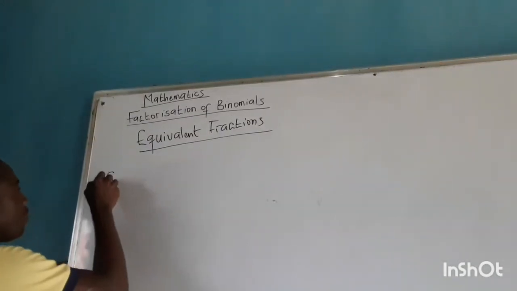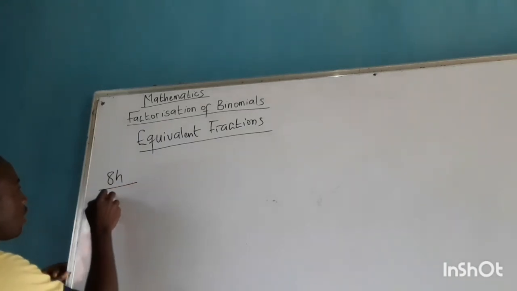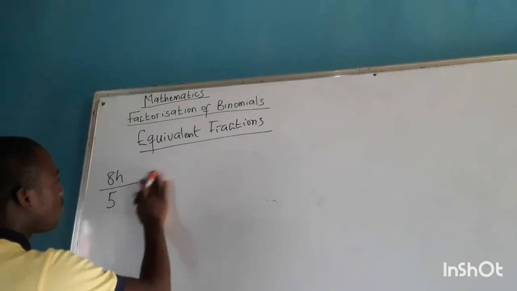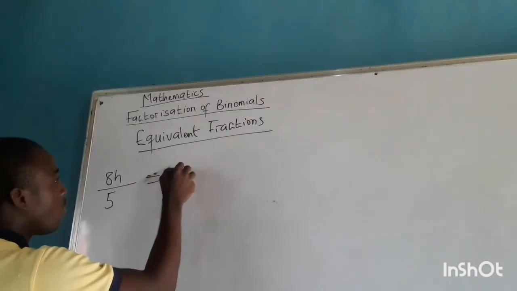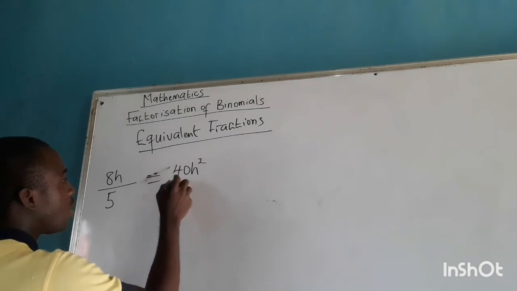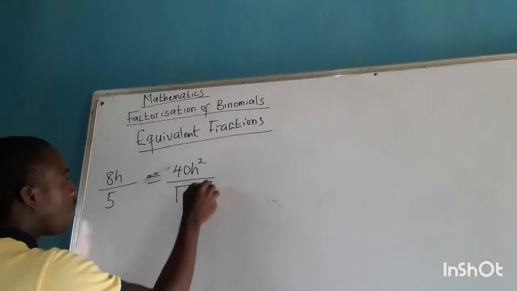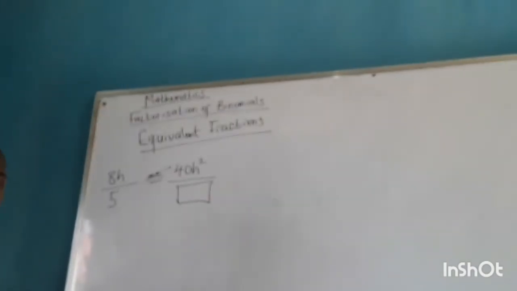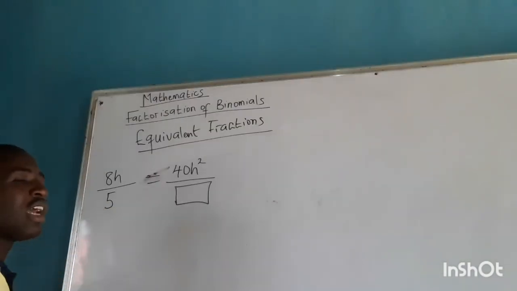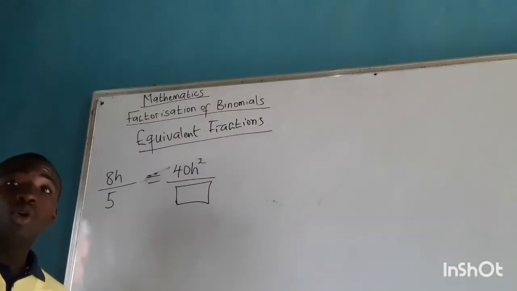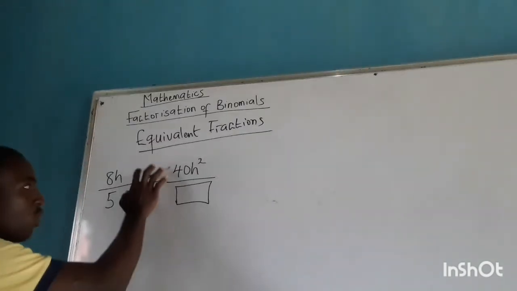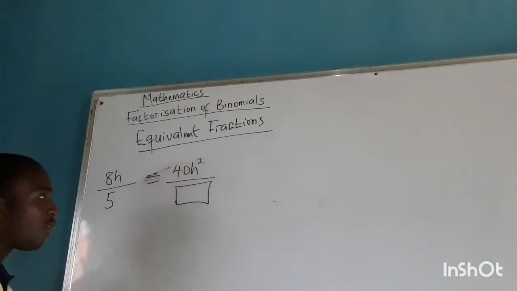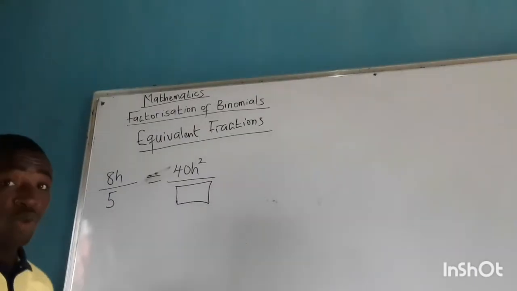If you get 8h over 5 multiplied by box equal to 40h squared all over box. Now you get 8h, you get 40h squared. So wetin happen for here? How 8h take become 40h squared should be the question on your mind. Because if you go fit solve this one, whatever you take get this one, apply am for here, and you go get this one too. So that's the first question we are going to answer.